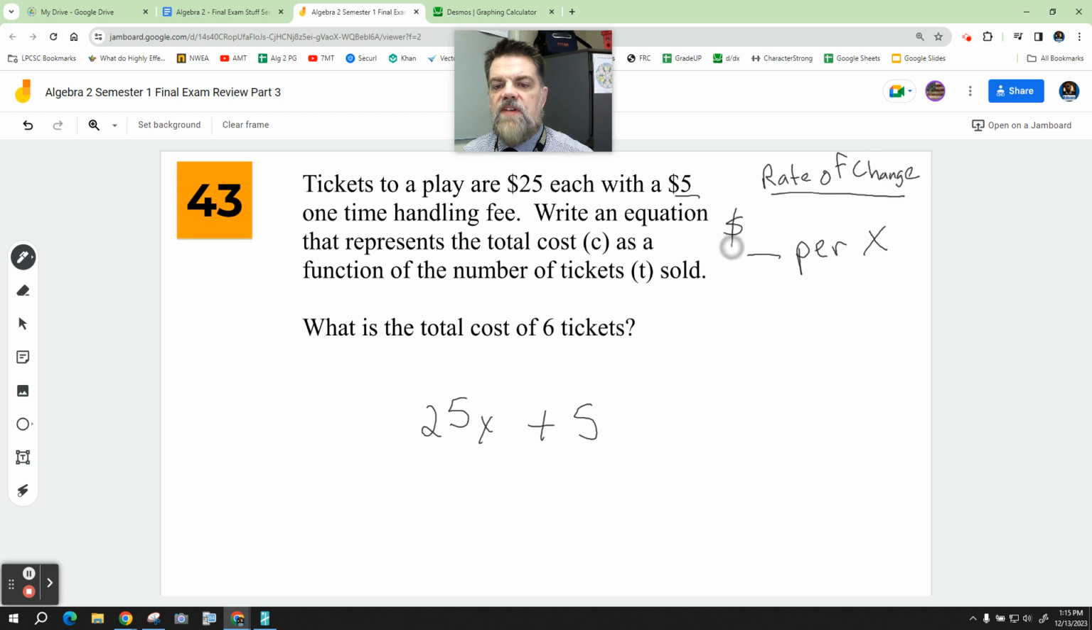So it's $25 per ticket. Do we know how many tickets? No, we just leave it as x. Okay? So this is our expression as a function.